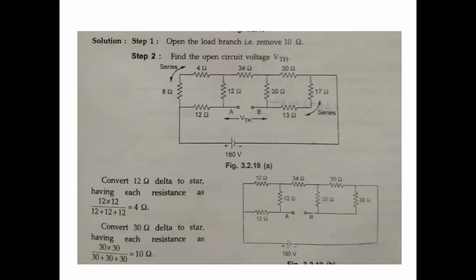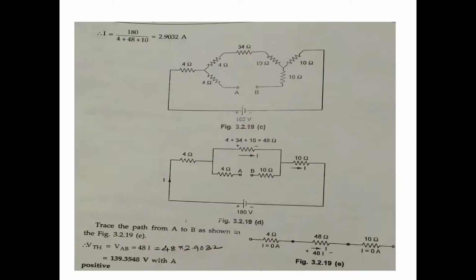This is also 12, 12, 12. This is 12 into 12 divided by 12 plus 12 plus 12. The answer is 4. The same thing for 30 ohm, 30 ohm, 30 ohm: again you convert delta to star, each resistance being 30 into 30 divided by 30 plus 30 plus 30. This is 10 ohm. Now 4, 13, 34, 10 on one side. This is 48: 38 plus 10, 48.